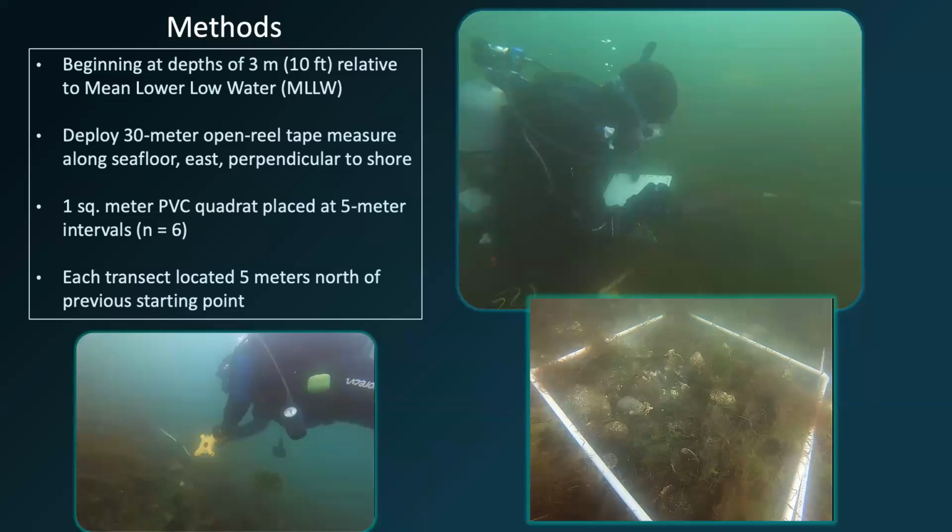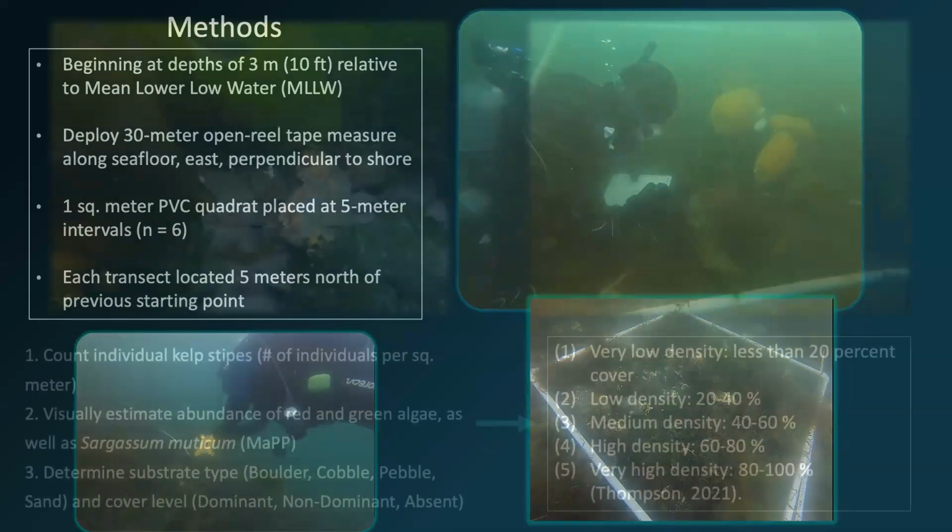To repeat this process, each transect was located 5 meters north. We used compass headings to navigate our way underwater. Those were 5 meters north of the starting point of each previous transect.